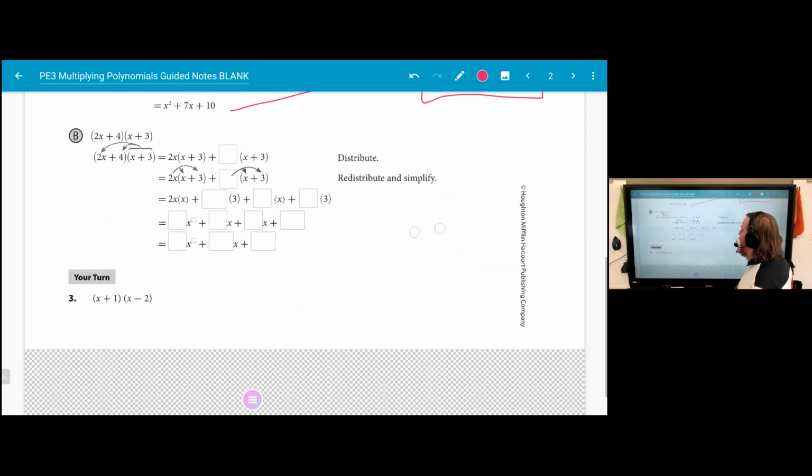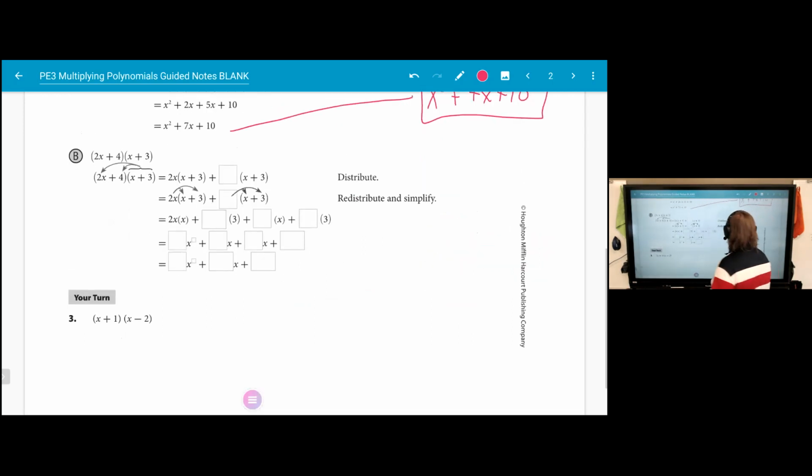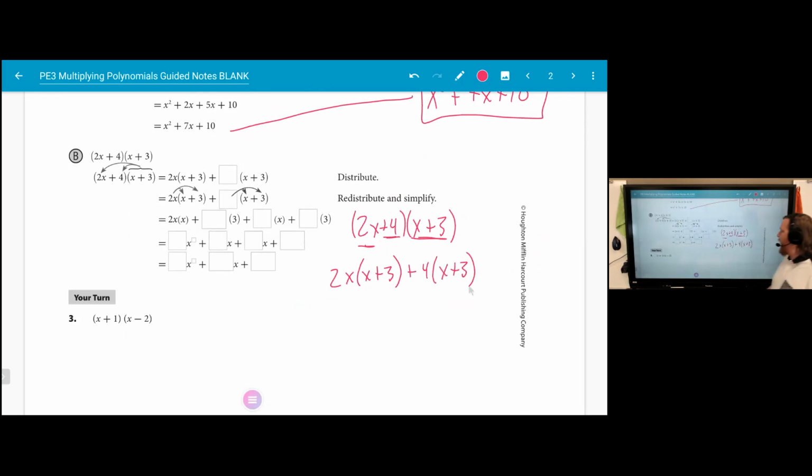But what if I do this one? I'm going to write this over here: 2x plus 4 times x plus 3. The same thing's going to happen. The 2x needs to be multiplied by everything over here. In other words, 2x times x plus 3. And then plus 4 times x plus 3.